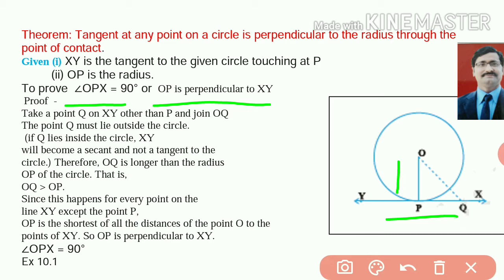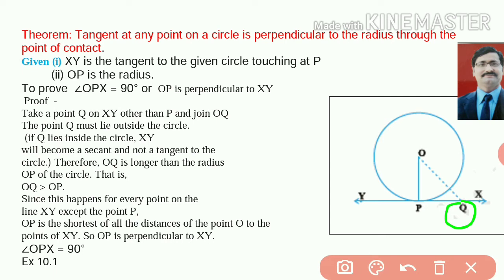So take a point Q on XY other than P, and join OQ. We get this line OQ. The point Q must lie outside the circle. Look here, you can see that point Q is outside the circle.